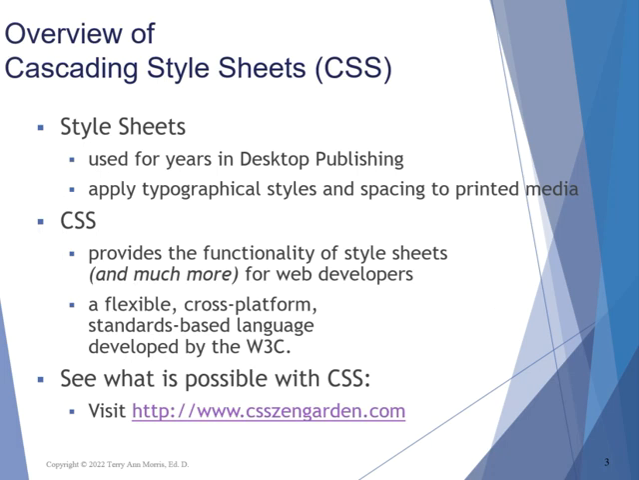Overview of Cascading Style Sheets, CSS. Cascading Style Sheets, known as CSS, was developed by the W3C. It is used to describe the presentation of a document written in HTML or XML, including XML dialects such as SVG, MathML, or XHTML. CSS describes how elements should be rendered on screen, on paper, in speech, or on other media. Style sheets have been used for years in desktop publishing, which contains the specifications of a document's layout, such as the page size, margins, fonts, and font sizes.